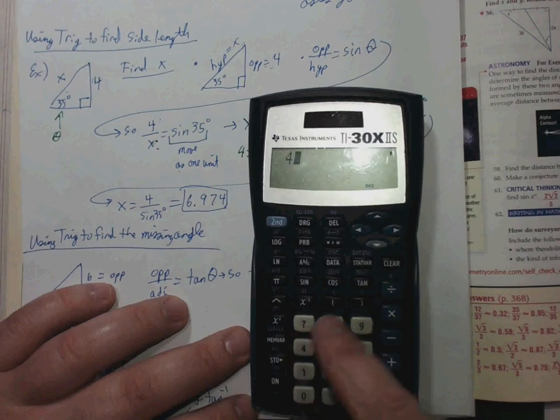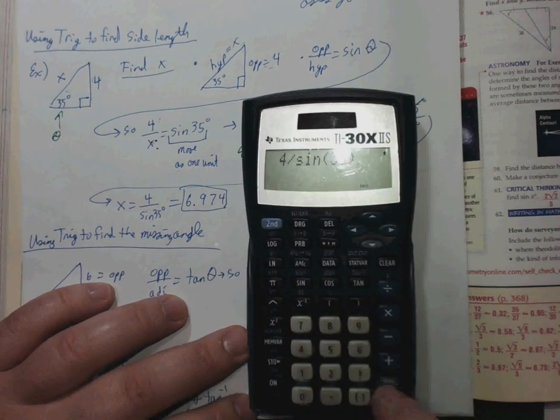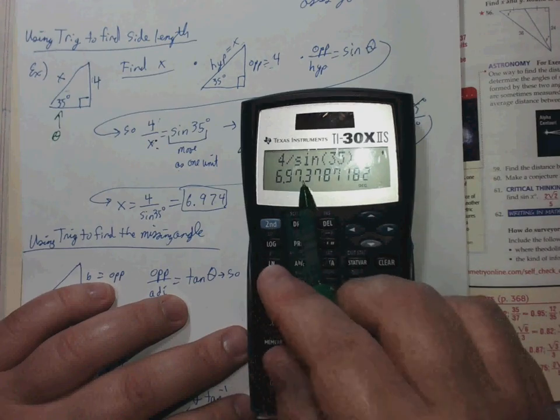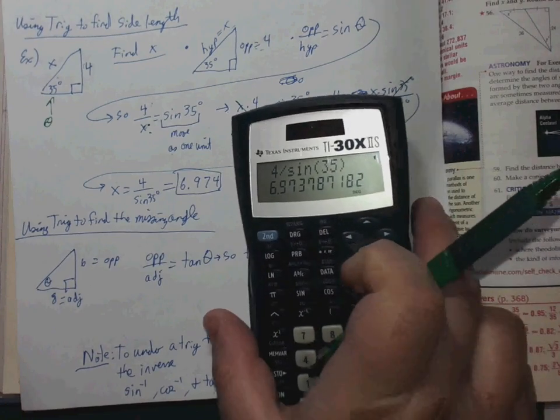Alright, so what's 4 divided by sine of 35? 6.97, and I put 4 because I rounded it to the thousandths. It depends on what you're asked to round to. But I did round that answer.